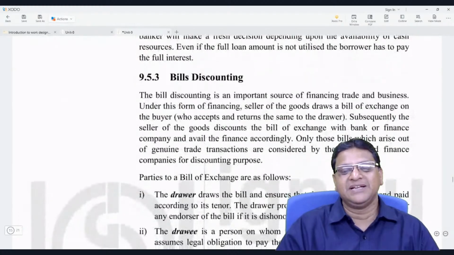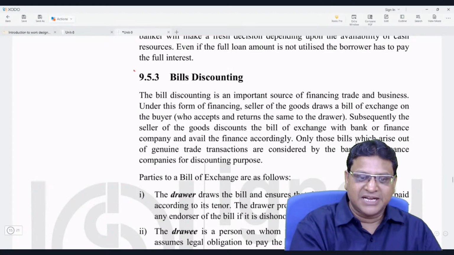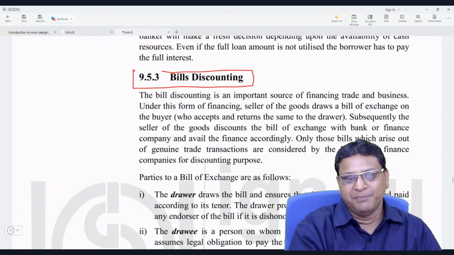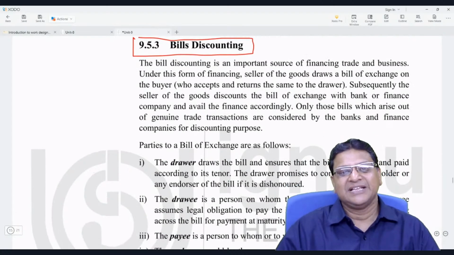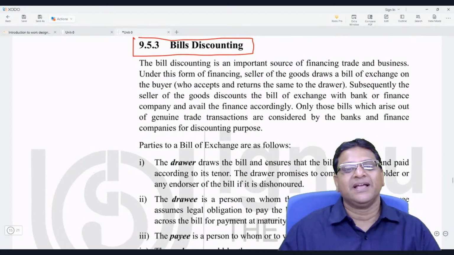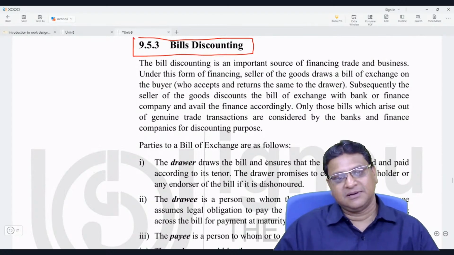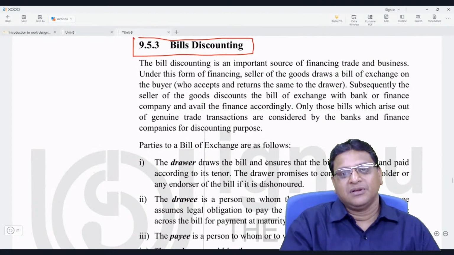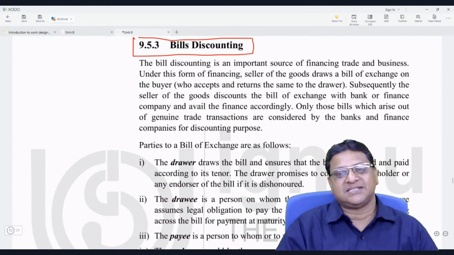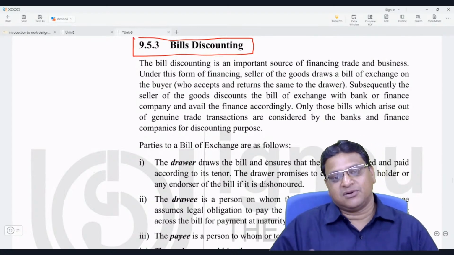Another is bill discounting. What is bill discounting? This is another way of getting finance in the form of a bill. Generally, when you sell the goods on credit, you raise a bill against the person to whom you have sold goods on credit. Then this particular instrument is known as bills of exchange. You draw a bills of exchange on the debtors.